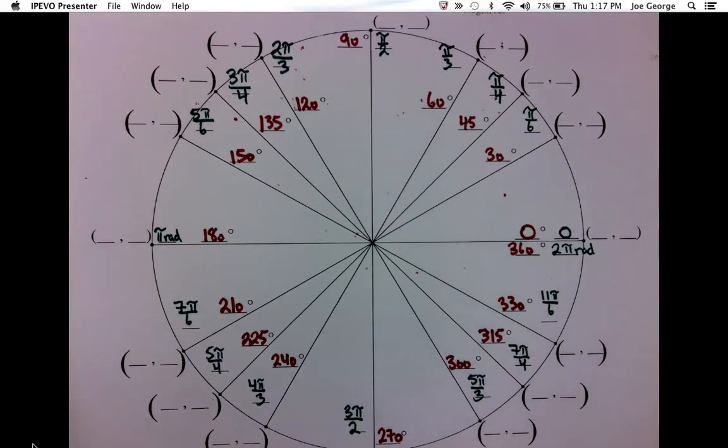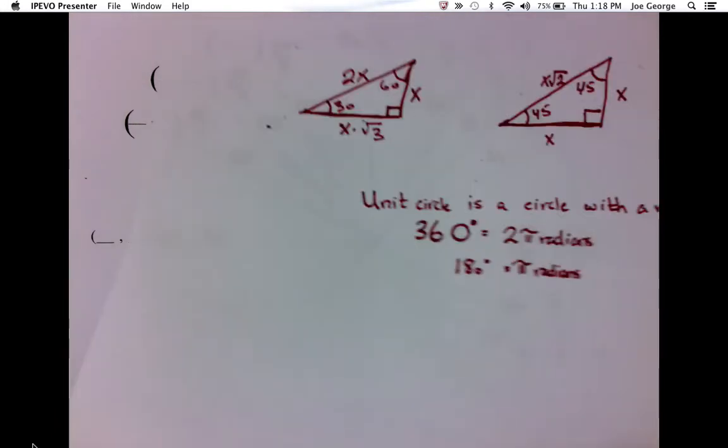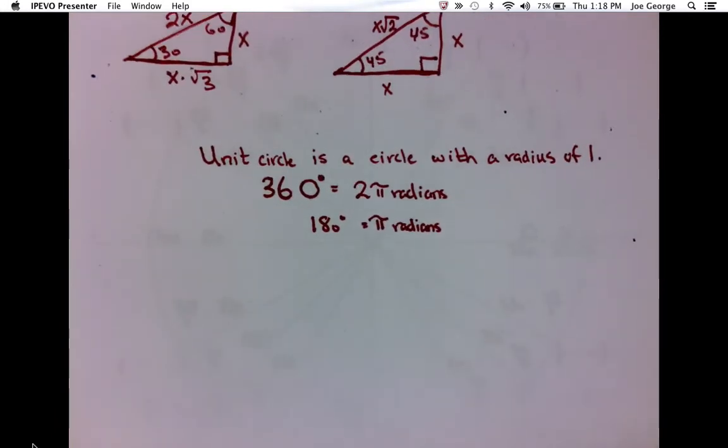Alright, this is going to be part 2 of completing our unit circle. In the first unit circle video I went through and filled this circle in terms of degrees as well as radian values. The next thing I want to focus on is finding what these coordinates are. Remember, the unit circle, just as a refresher, is a circle with radius of 1.